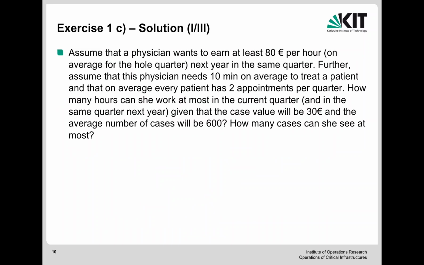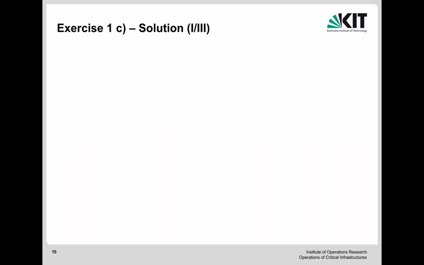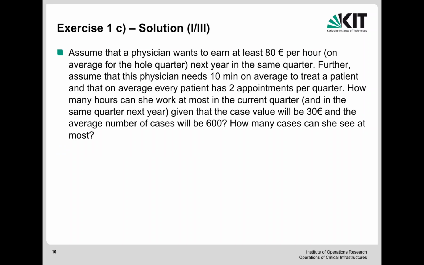Okay, and then the last exercise, C. Assume that a physician wants to earn at least 80 euros per hour. She assumes that she needs 10 minutes of treatment for each patient. We also know that every patient has on average at least 2 appointments per quarter. So how many hours can she work at most in the current quarter, given that the case value is 30 euros and the average number of cases is 600?